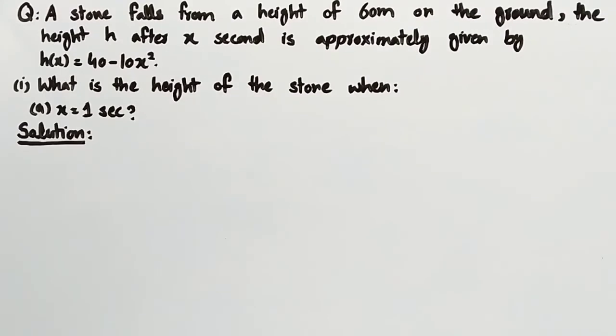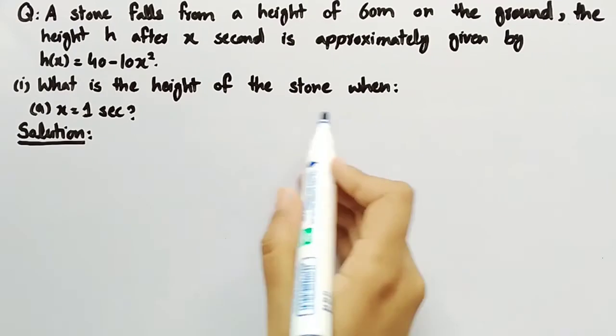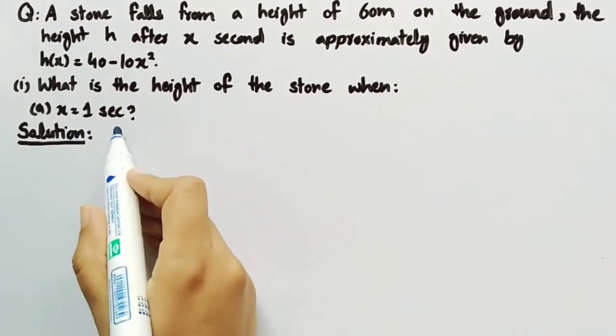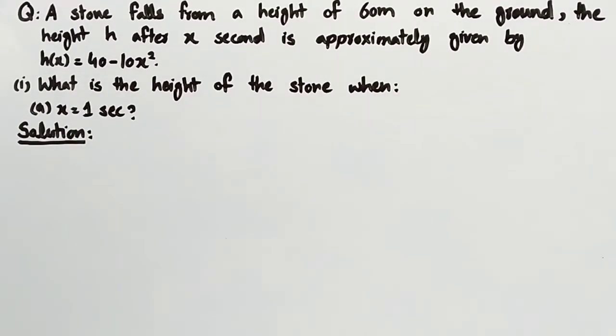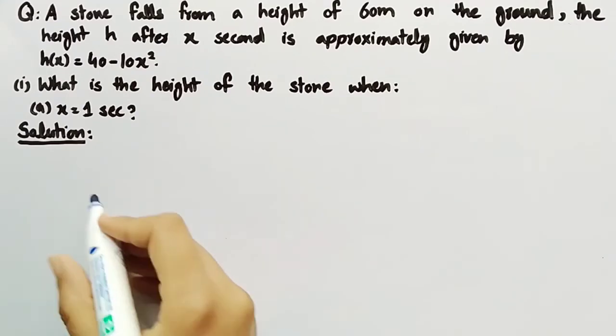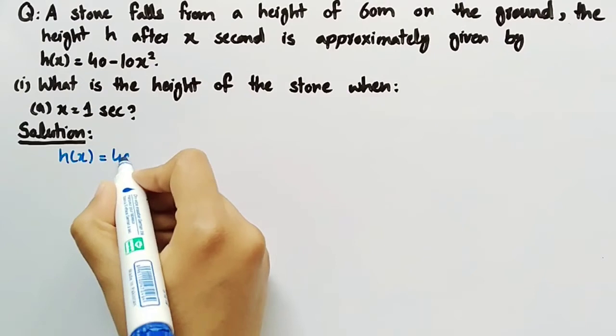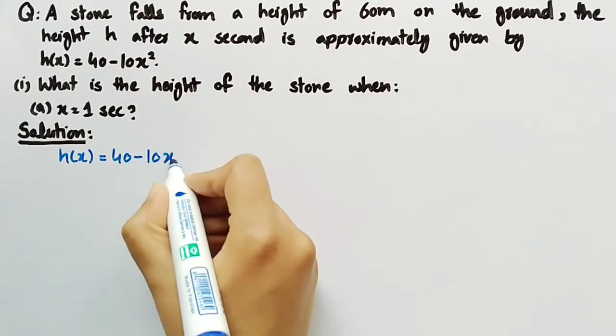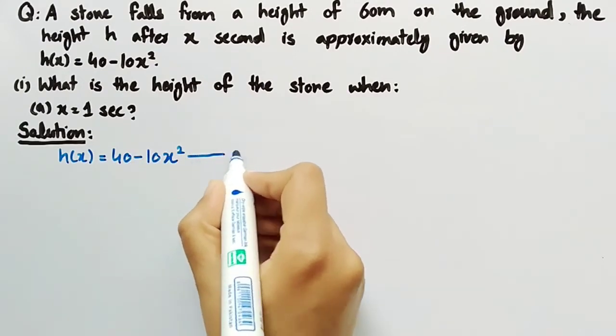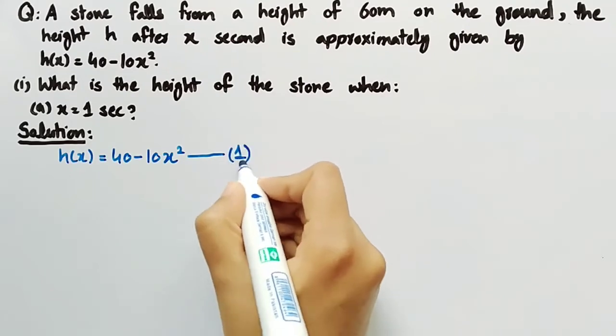Now coming towards its solution, we will firstly find the height of the stone when x is equal to 1 second. It is given in the question that h(x) = 40 - 10x². Let it be named as equation number 1.